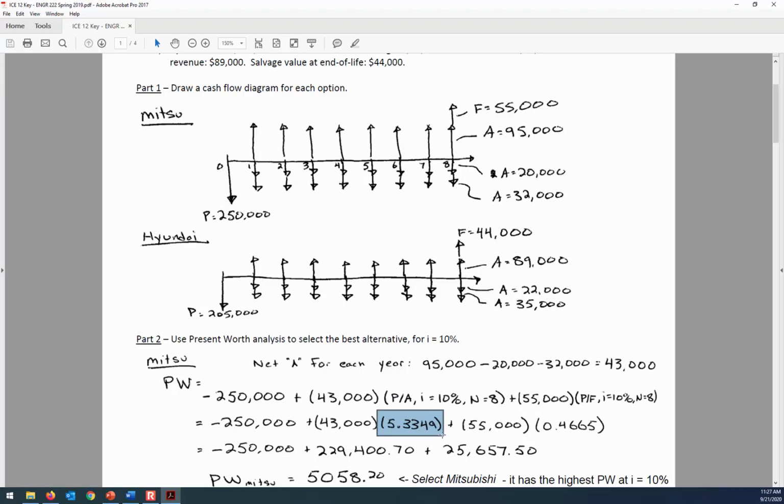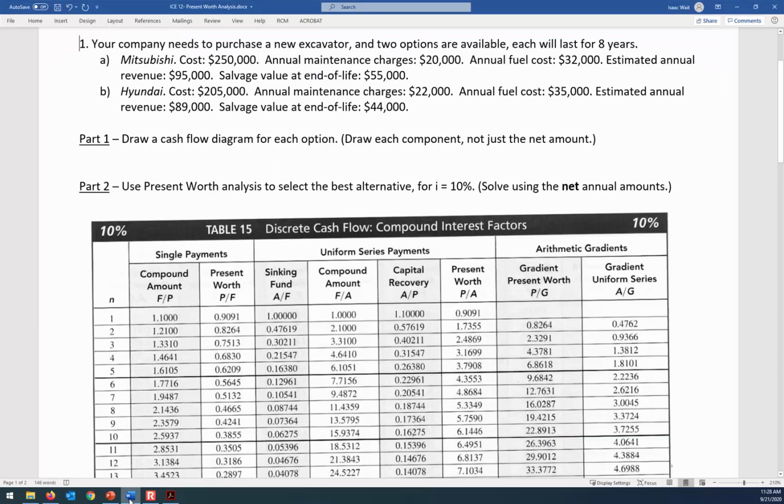If you go to the table and look it up, the factor is 5.3349. And then there's $55,000 out there by itself in the future. So that's a find present given future analysis we're going to apply. If you look up the factor table, 10%, n equals 8, P/F, then you'll get 0.4665. Those numbers come from this 10% factor table.